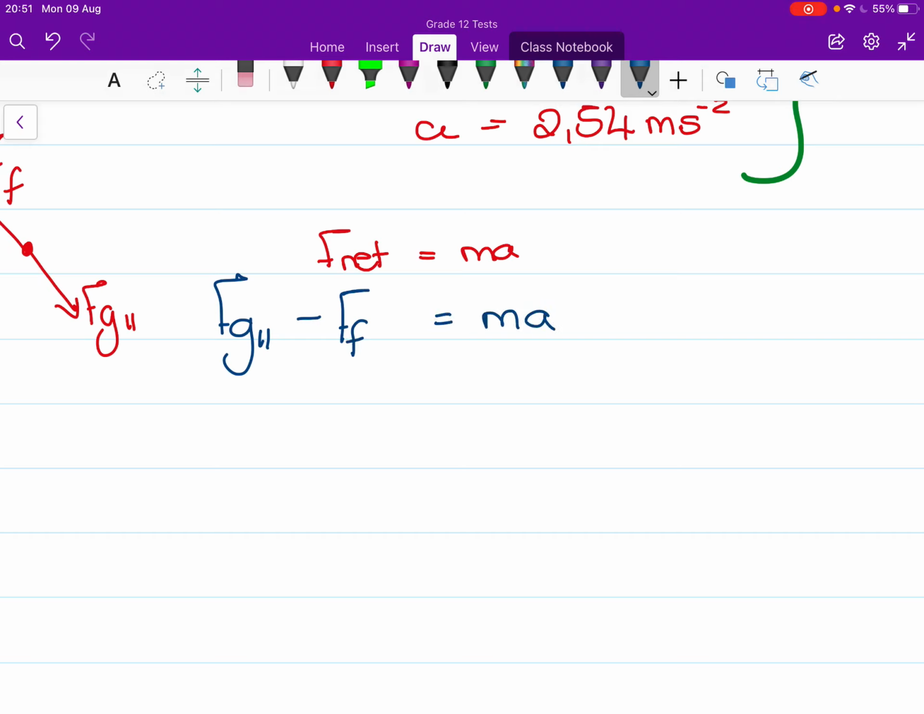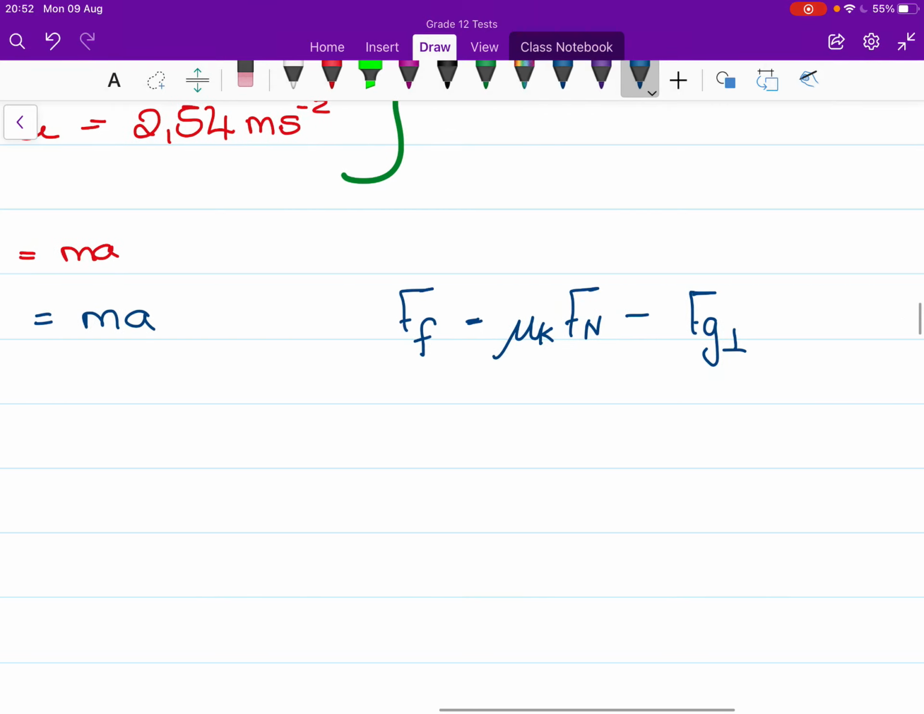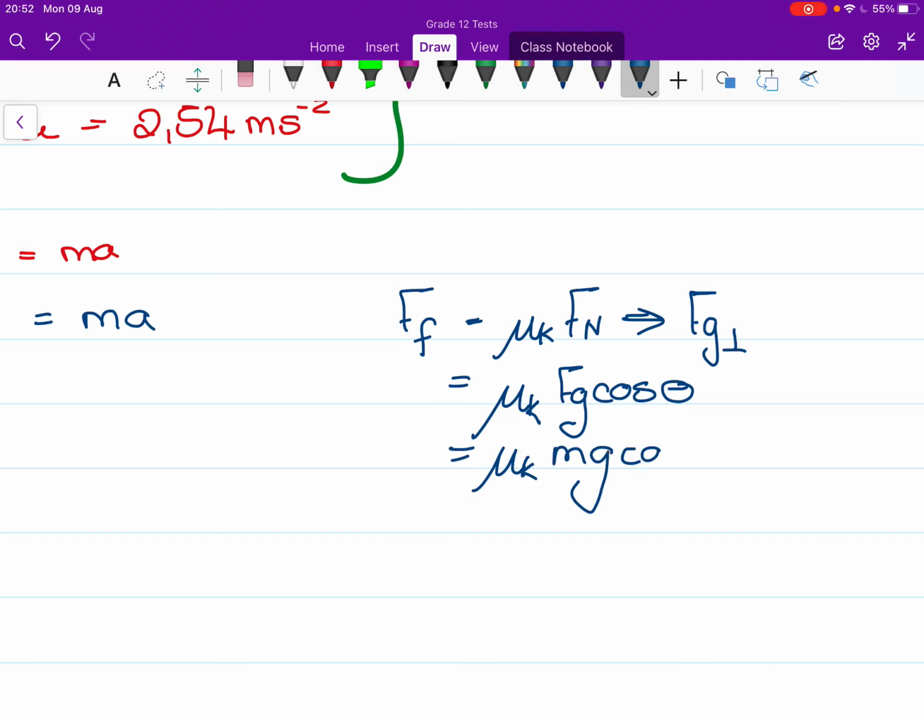The issue is friction. Friction is mu K Fn. Okay, friction is mu K Fn. So what that means for us is we need to recognize that Fn is now Fg perpendicular. If I used sine for Fg parallel, I use cos for Fg perpendicular. So this is mu K Fg cos theta. Okay? And of course, Fg is mg cos theta.